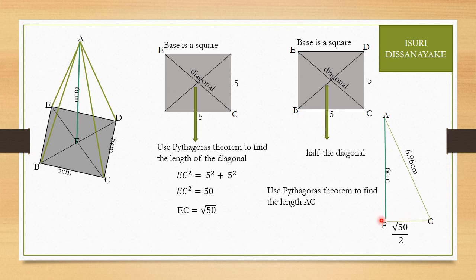Using this information, we are going to find the length AC, which is another right angle triangle. You can use Pythagoras Theorem. AC squared is equal to AF squared, which is the perpendicular height, plus FC squared, which is half the diagonal. Therefore, AC is 6.96 centimeters.